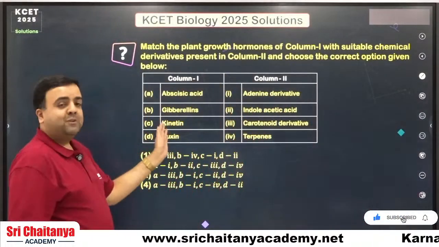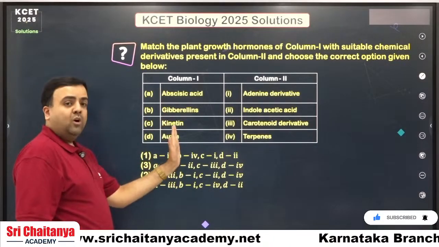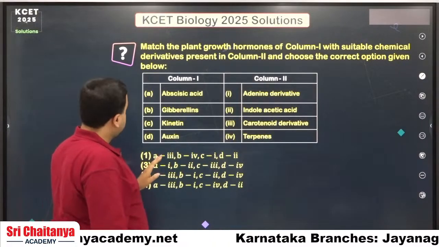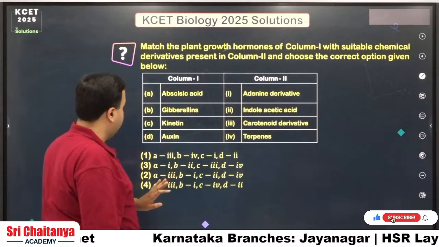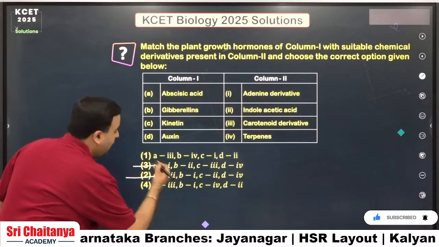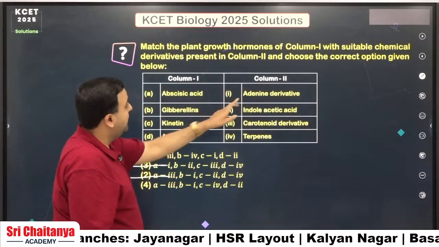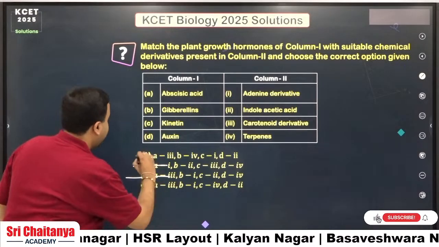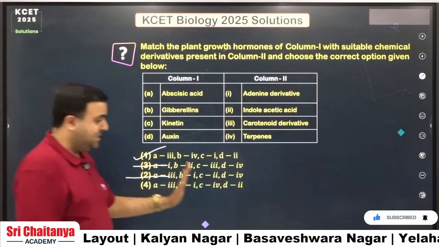Next one, this is coming from plant growth and development, where you need to match the plant growth hormones and the compound from which they are derived. So let's look. Now auxin is derived from indole acetic compound. D should be going to 2. So directly I can eliminate options 2 and 3. Then kinetin is derived from adenine. So C has to go to 1. So C is going to 1 in the first option, and I am at the correct answer for the question.